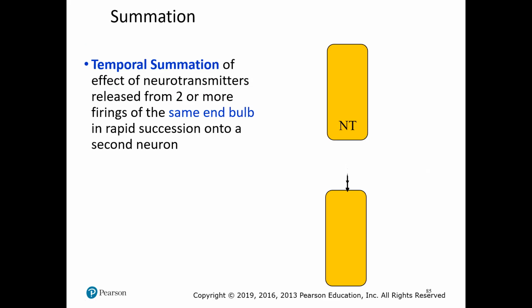And so either we're going to be driving us further away from threshold or we're going to be driving us closer to threshold, and we get an action potential. This is temporal summation because it's based on time. One axon terminal firing rapidly.